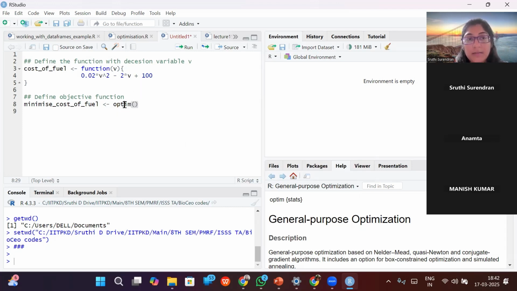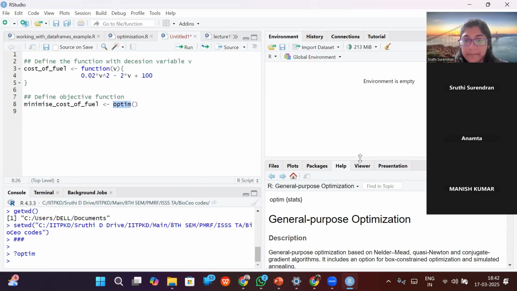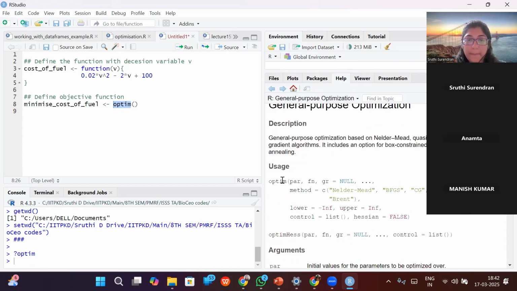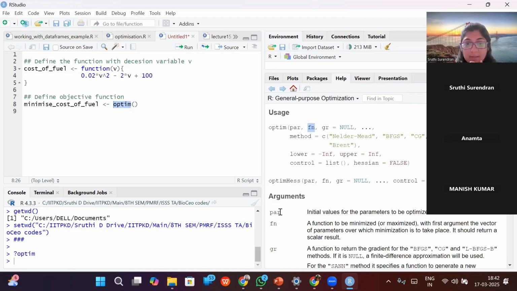Now optim is also another function, or another command. If you want to see what arguments you require inside optim, you do a question mark optim and everything will come. The command optim is a general-purpose optimization algorithm. Here you have to give an argument called par, the function, method, lower, control, list, and so many things like that. So what is this par? Par is nothing but the initial values for the parameters to be optimized over.